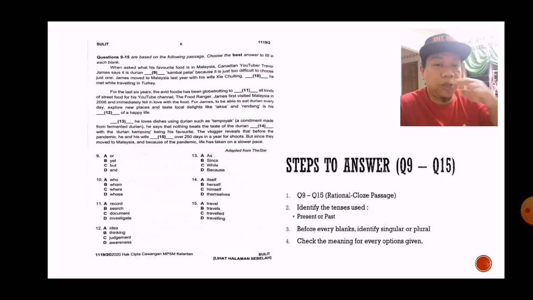When this already happened, it means you have to find the answer from A until D that uses past tense, because past tense is the tense for things that already happened. Okay, so which one is past tense? A, B, C, D. The criteria of past tense is very simple. I give tips for you. Just find ed in the verb given there.